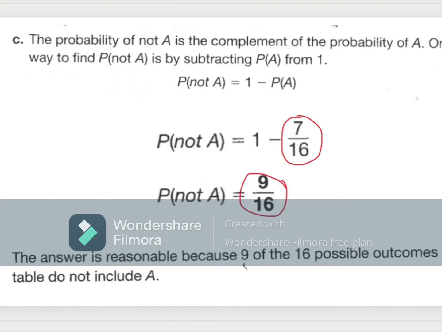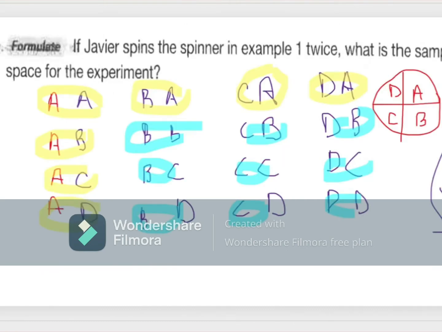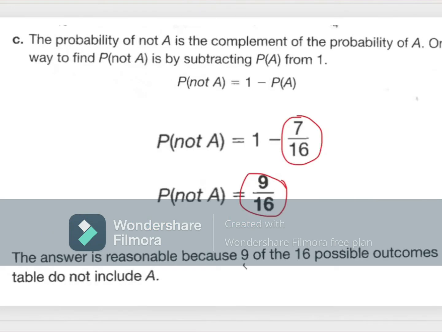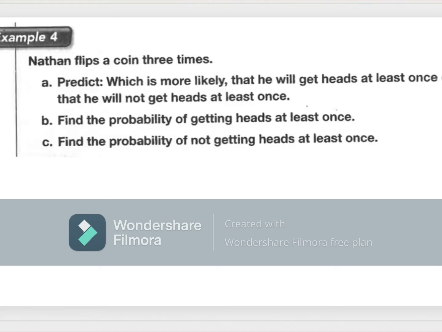And I showed you the 9/16, right? 1, 2, 3, 4, 5, 6, 7, 8, 9/16. So we have done that thoroughly, okay? But 1 minus the probability gives you the complement, and 1 minus the complement gives you the probability. They go hand in hand. All right, so now we're on example 4.